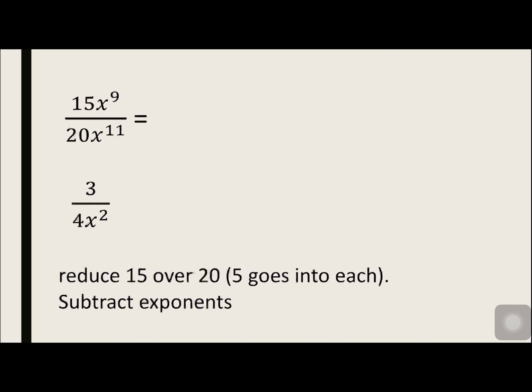15x to the 9th over 20x to the 11. Reduce 15 over 20. 5 goes into each. 5 into 15 is 3. 5 into 20 is 4. For the powers, 11 minus 9 is 2. 11 is bigger, so x squared is at the bottom.